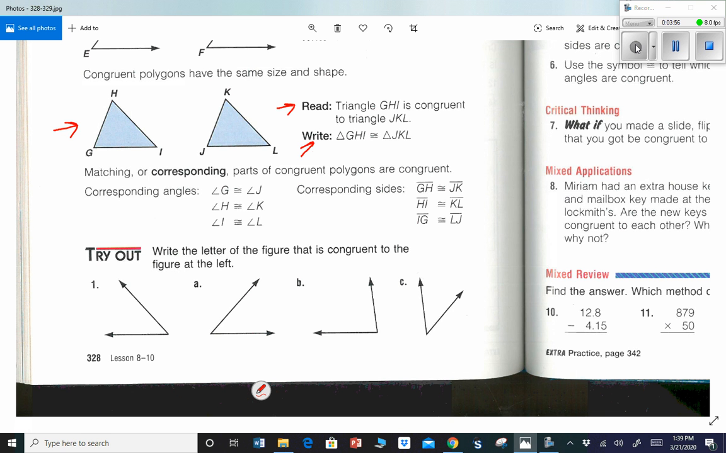And you would write it this way with the triangle symbol first. You should match up, the letters should be in the same order. See how GHI, it goes GHI, and then JKL, JKL. So you're putting corresponding angles in the same order. So try to keep those vertices matched up.